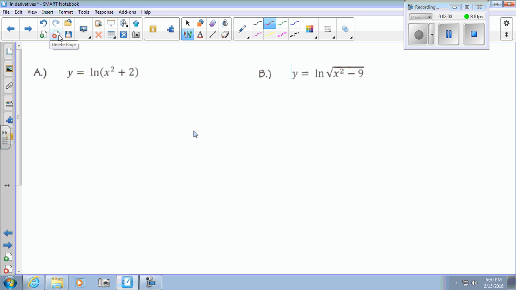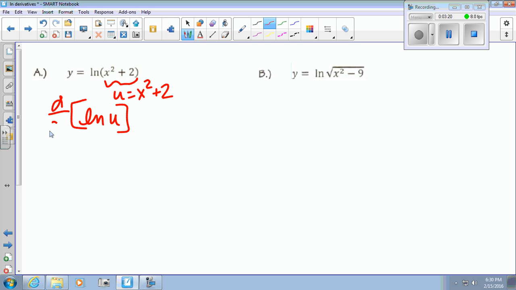Okay, so let's look at a few examples. In the first one, our u would be the x squared plus 2. So the derivative of ln of u is u prime over u. Okay, so I need the derivative of that function.